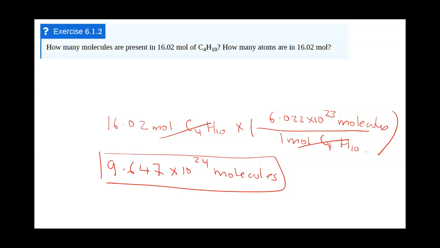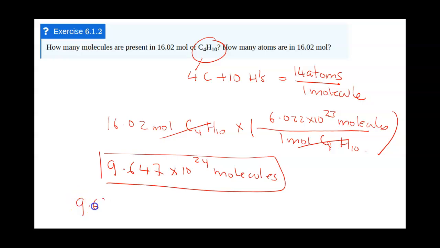We now need to answer the second part of the problem. So how many atoms are there in every molecule? Well, you get 4 carbons and you get 10 hydrogens. So you get 14 atoms in 1 molecule. Now, something to point out here is you want to be careful. Don't confuse mole with molecules. They're different things, right? So now, you got 9.647 by 10 to the 24 molecules.